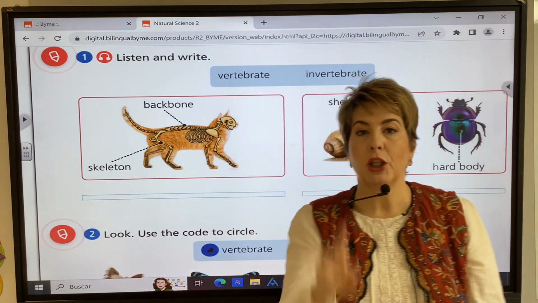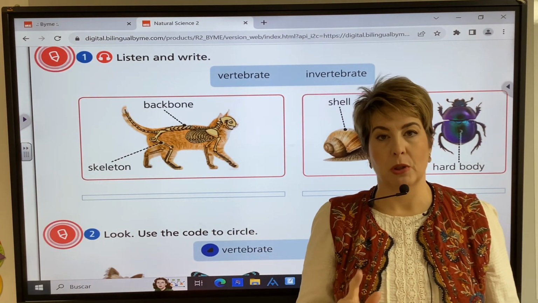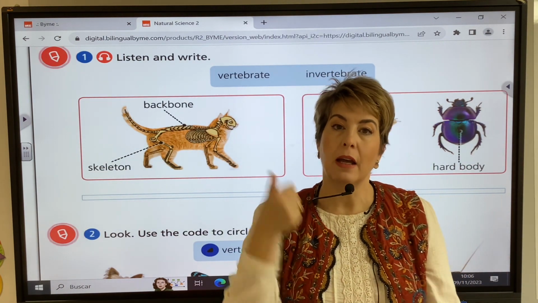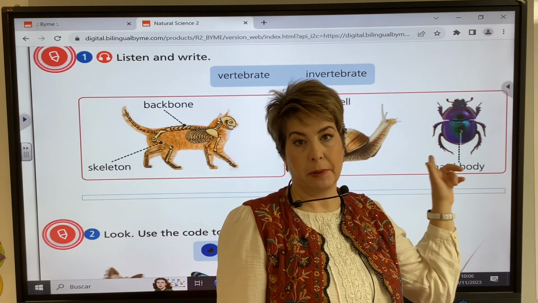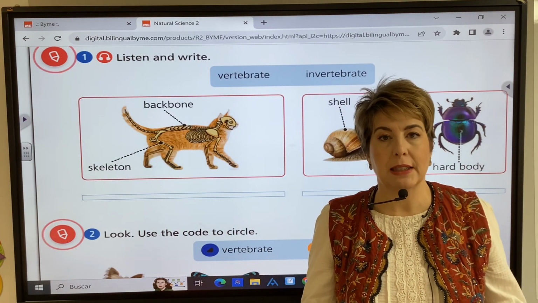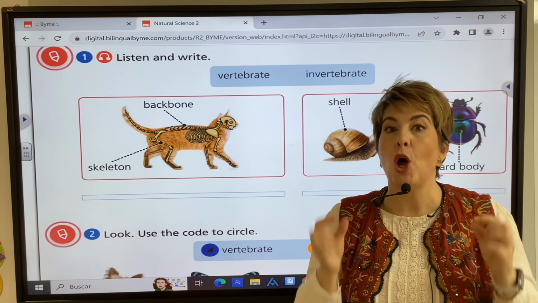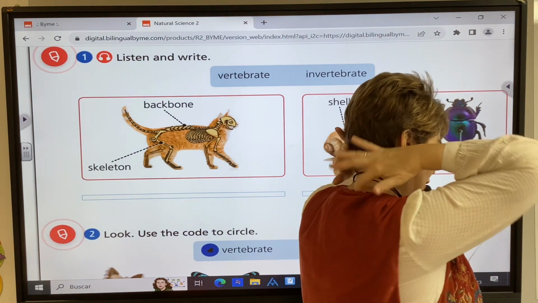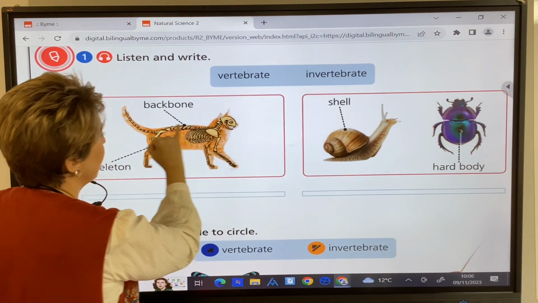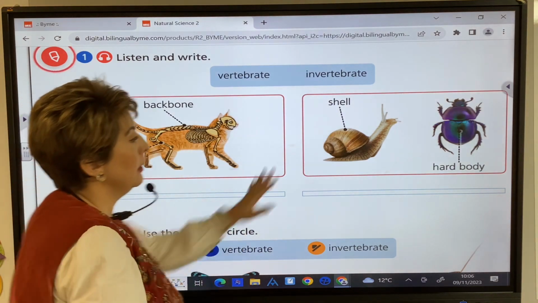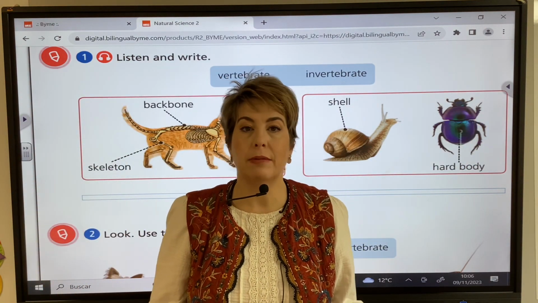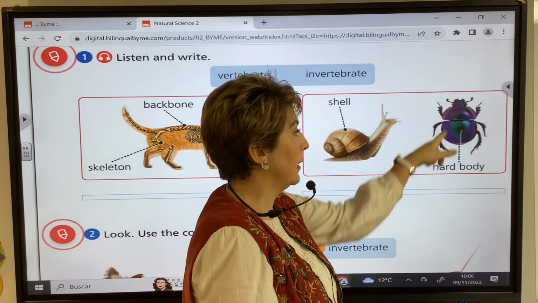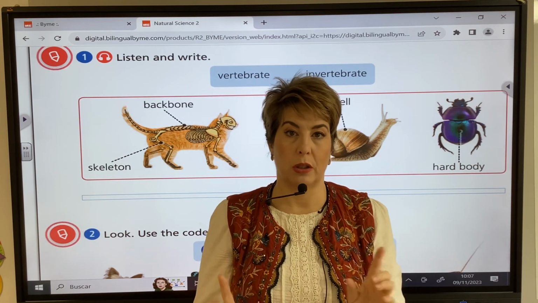We have studied two different groups of animals. Last year we studied vertebrate animals. This year we are studying vertebrate and invertebrate animals. What's the difference? Vertebrate animals have bones, huesos. They have bones. They have a skeletal column, okay? They have a skeleton. Invertebrate animals, they don't have a skeleton. They can have a shell or they can have an exoskeleton like this one, but they don't have bones.